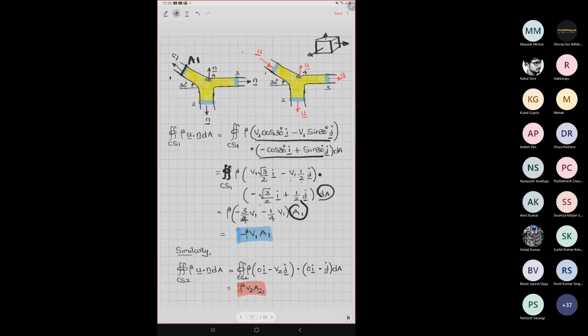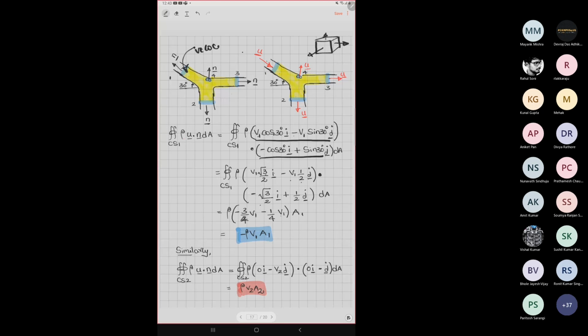Is that step also clear? How I have replaced the surface integral by one particular A1? Hello, guys. Yes, sir, that's clear. Why we are doing this is, let us think of a situation. My velocity is not uniform here.